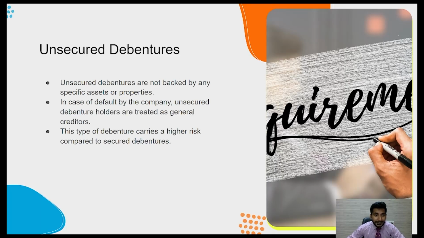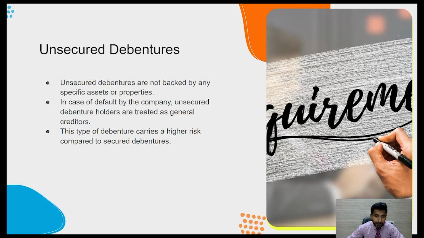Next up are the unsecured debentures. Unsecured debentures are not backed by any specific asset or properties. In case of default by the company, unsecured debenture holders are treated as general creditors. This type of debenture carries a higher risk as compared to secured debentures.